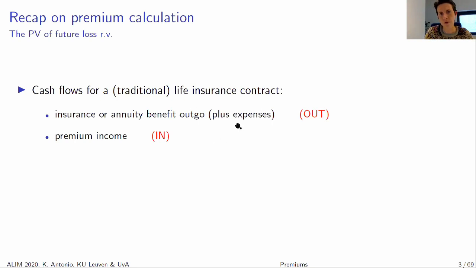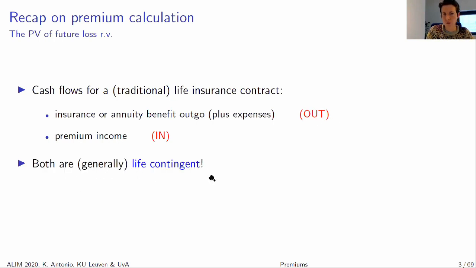We have one particular thing here: the expenses. That's usually a bit confusing for students, but an expense, like for instance a fee that you as an insurance company have to pay to your broker who is actually selling your product, or a fee that you have to pay to a certain claim handler or an expert investigating a claim, is a cost. This is an outflow of cash from the insurance company to an external party, so I have to put it in the outflow.